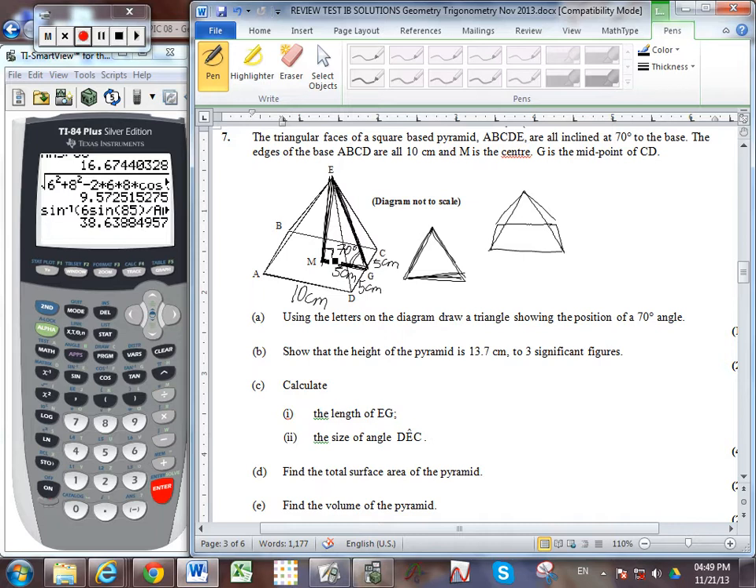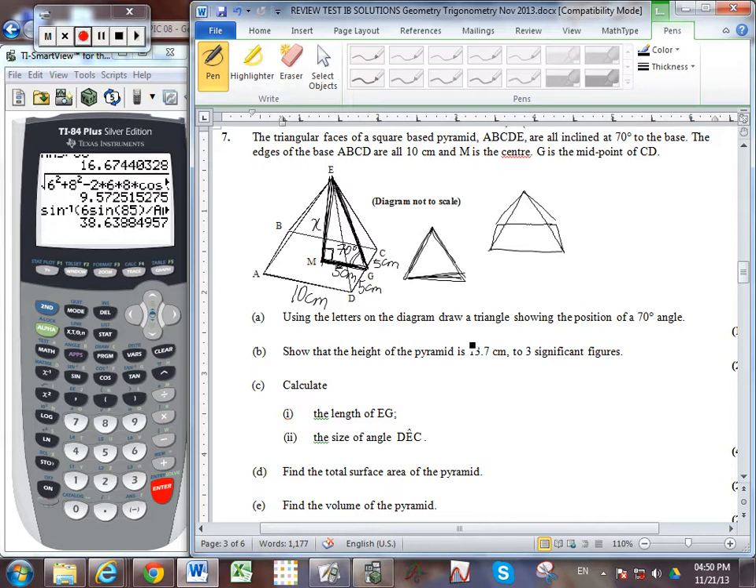Now show that the height of the pyramid is 13.7 centimeters to 3 significant figures. Well, I've got the 5 centimeter measure, and I've got a 70-degree measure, and I'm inside a right triangle. Because it's a right triangle, I can use either Pythagoras or SOHCAHTOA. In this case, I'm going to use SOHCAHTOA because I've been given an angle. So let's set up some kind of ratio, and let's call this x, the height.